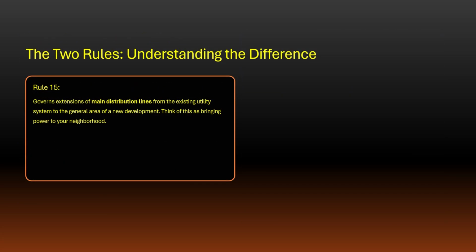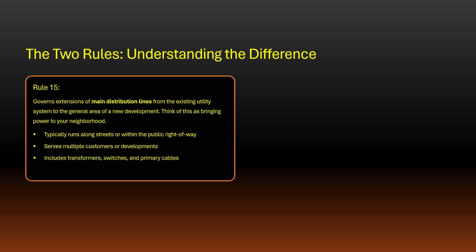Rule 15 governs extensions of main distribution lines from the existing utility system to the general area of a new development. Think of this as bringing power to your neighborhood. The main distribution system typically runs along streets or within the public right-of-way. It serves multiple customers or developments and includes transformers, switches, and primary cables. When extending the distribution system to your project, refunds may apply when future customers connect to it.